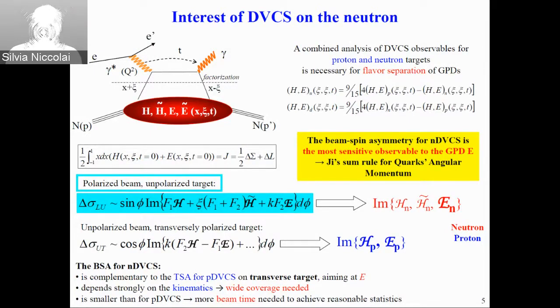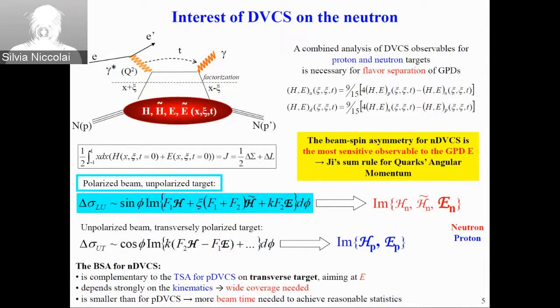As we know, the GPDs depend on the flavor of the quark. So if we want to achieve the separation in flavors of the quark GPDs, we need to combine results obtained from the proton and the neutron target. This is one of the reasons why we're interested in NDVCS.